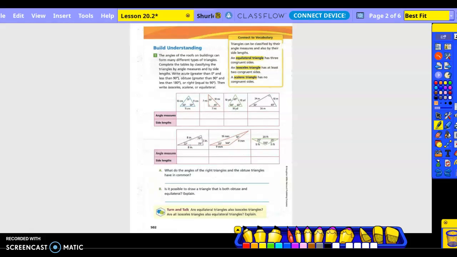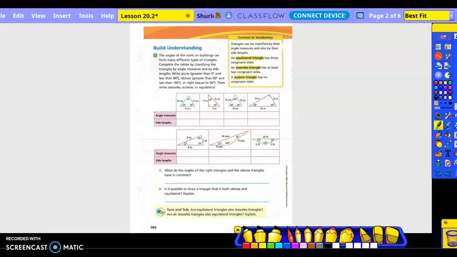Okay, so connected vocabulary. This is what we just literally talked about, with the equilateral triangles, the isosceles triangles, and the scalene. Triangles can be classified by their angle measures and also by their side lengths. An equilateral triangle has three congruent sides. An isosceles triangle has at least two congruent sides, and a scalene triangle has no congruent sides.